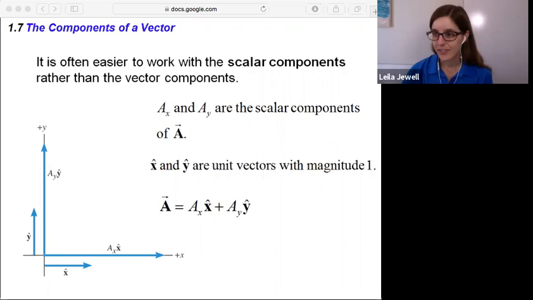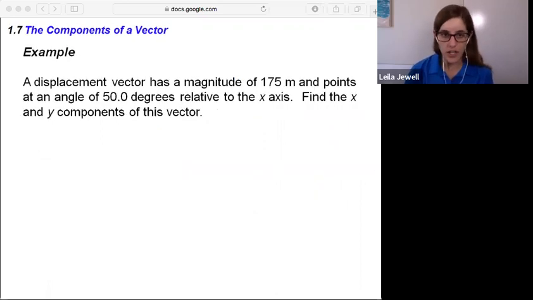Alrighty. So let's try an example of this. A displacement vector has a magnitude of 175 meters and points at an angle of 50 degrees relative to the x-axis. Find the x and y components of this vector. So to start out, we want to try and draw this. It says the vector has a magnitude of 175 meters. That tells us how long the arrow should be. And it points at an angle of 50 degrees relative to the x-axis.